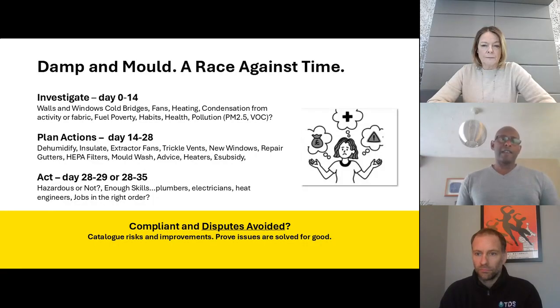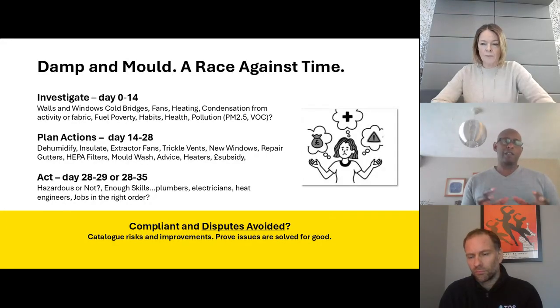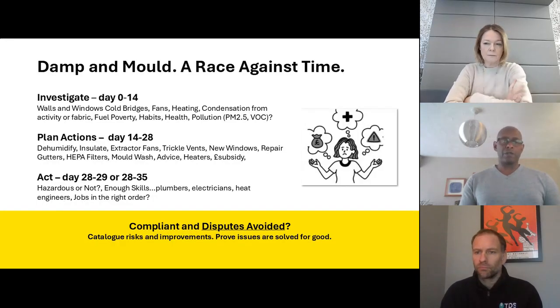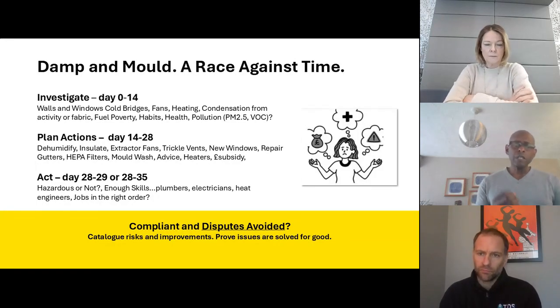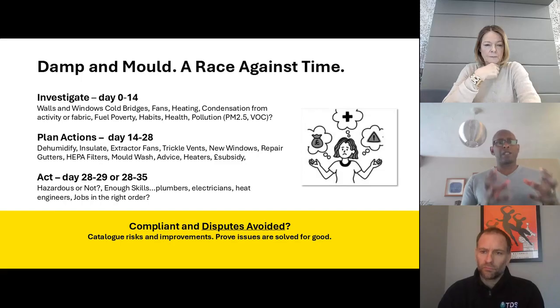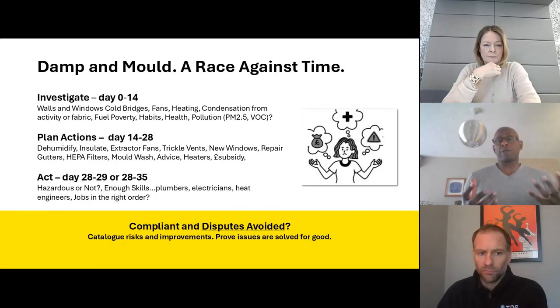Just keeping on this slide here: Investigate, Plan, Actions, Act. I think the Renters' Rights Bill or Awaab's Law has put some very clearly defined time periods where you've got to investigate a problem and plan what you've got to do and then act on those. But what we've discovered by working with landlords, councils and others over the years is that to actually come up with an action plan, you've got to know what the problem is in the first place.